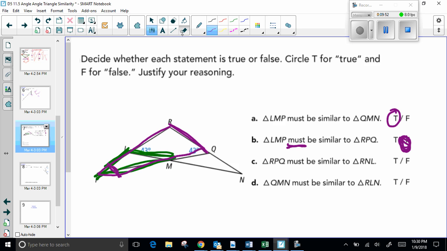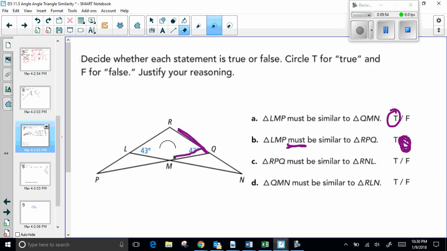All right, next one. RPQ must be similar to RNL. So RPQ, I'm going to highlight this again. This time I'm going to try and do a better job. RPQ. And then RNL.